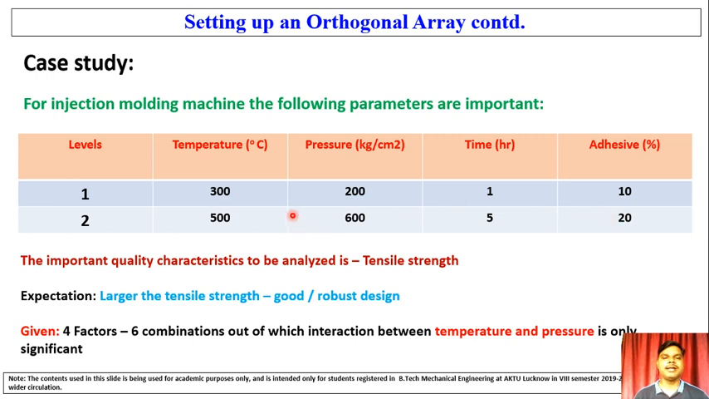So we can see here that the levels are 2. So the important quality characteristic to be analyzed is tensile strength. He wants to check what is the final tensile strength of the component to be manufactured.